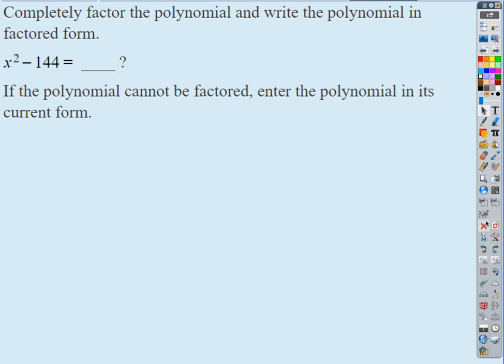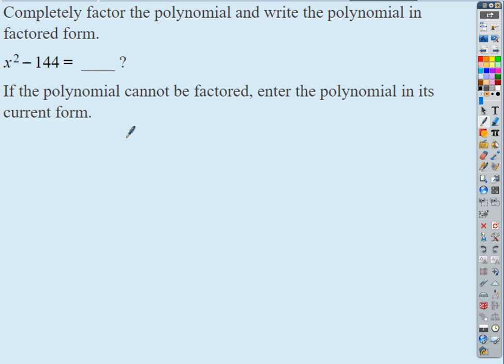Completely factor the polynomial. Okay, you guys are making the mistake I told you not to make. Raise hands, please. Yes, Aaron, what do you think? Well, what are we trying to do here? Trying to factor it, good. So what are we going to do? Tell me.